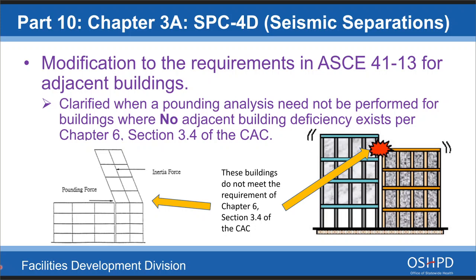But a lot of times, the floors line up, and it's also very difficult to make a change to add a building separation for two existing buildings. So both buildings are existing. To make that change is sometimes difficult. So we said, okay, how are you going to do a pounding analysis? What is the evaluation for that? And taking all those into consideration, we said, okay, we are going to say we do not need to do a pounding evaluation when you do not meet the building deficiency as defined in the CAC, but there are certain other criteria that you need to meet.